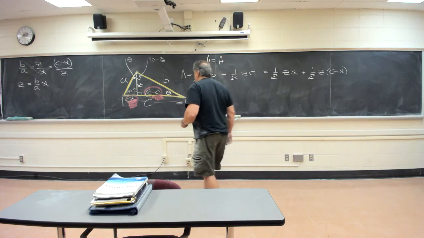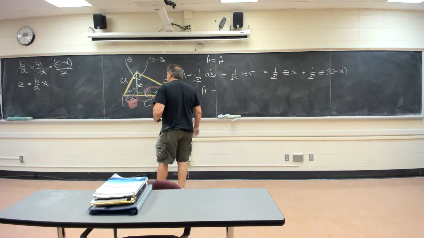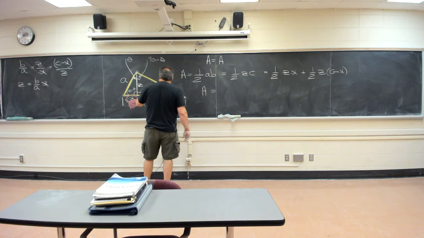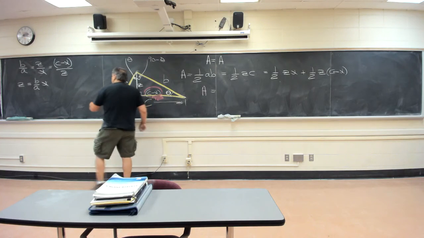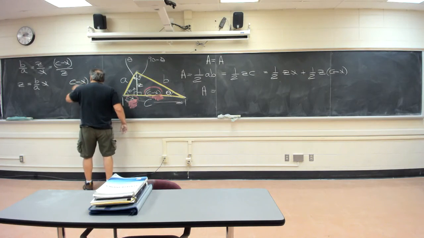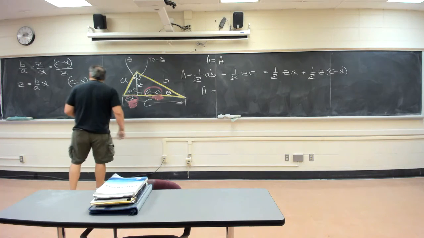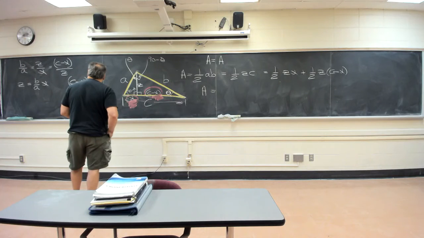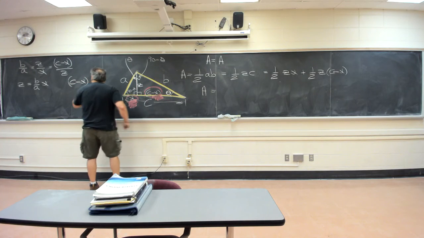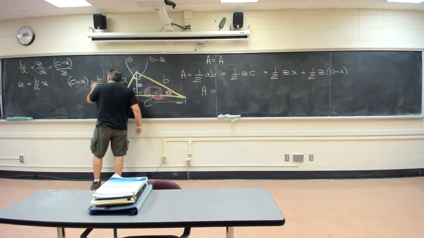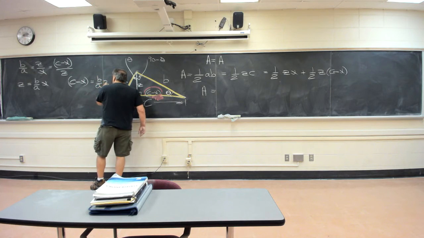The other one is saying that C minus X over Z is opposite this guy, right? C minus X over Z is equal to B over A. So that's equal to B over A times Z.